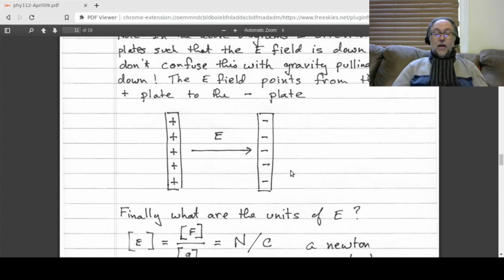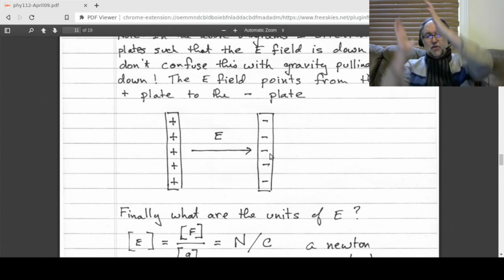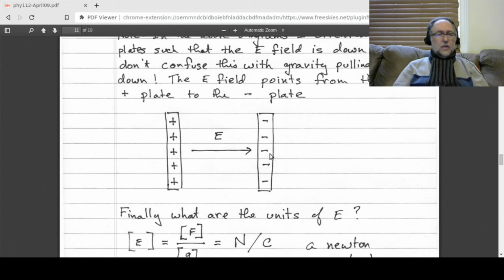In my previous diagrams, I did it that way to try to hammer home the analogy between gravity, which is downwards, and the electric field. But no, the electric field is always from basically the positive plate to the negative plate, no matter what the orientation is. Okay, so they are different forces, and there it is.